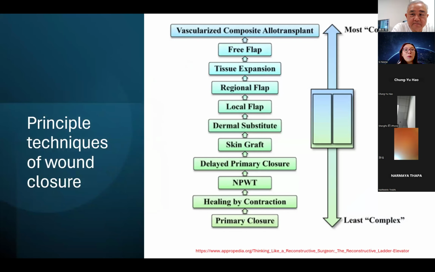That is my institute. So when we think about how to reconstruct a defect in the head and neck, or any defect in the body, surgeons usually refer to the reconstructive ladder. This ladder does not only consist of flaps, but also other common techniques such as skin graft and even primary or secondary closure. It also ranges from the least complex technique up to the very complex technique.